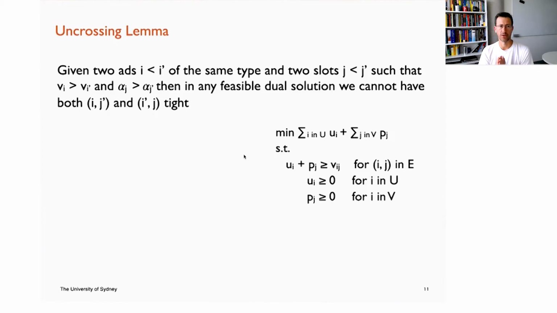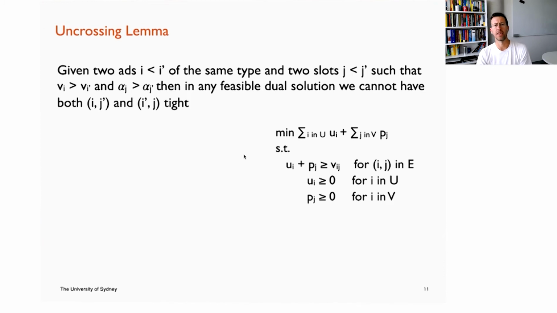We came up with this uncrossing lemma, which says the following. If we have two ads, i and i prime, of the same type, and two slots, j and j prime, say the value of i is higher than the value of i prime, and the discount factor of j is greater than the discount factor of j prime. So remember that the smaller the discount factor, the more we are penalizing that slot. So that's further down the list.